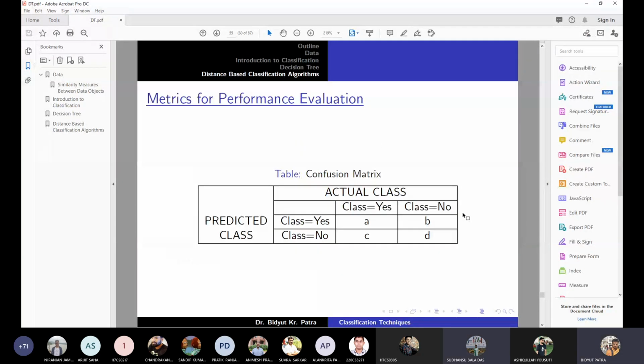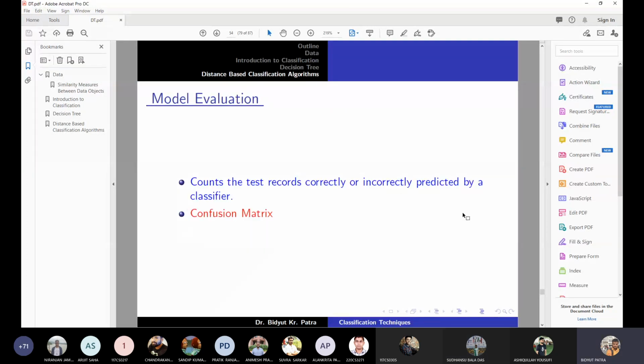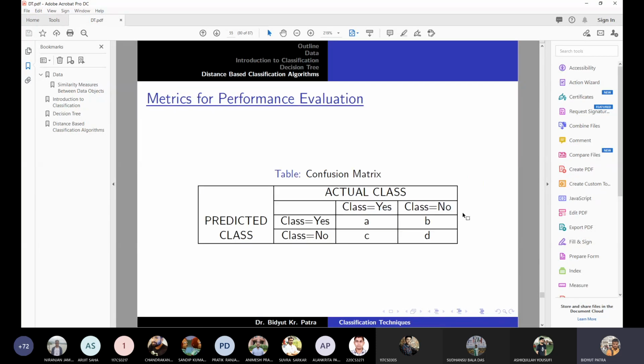Yes, sir. So we are talking about the evaluation metrics. Therefore we should have a confusion matrix. Sometimes it is called a contingency matrix. As I said, the confusion matrix will have basically 2 rows and 2 columns. So that is what we see here. So these are the rows and these are the 2 columns.